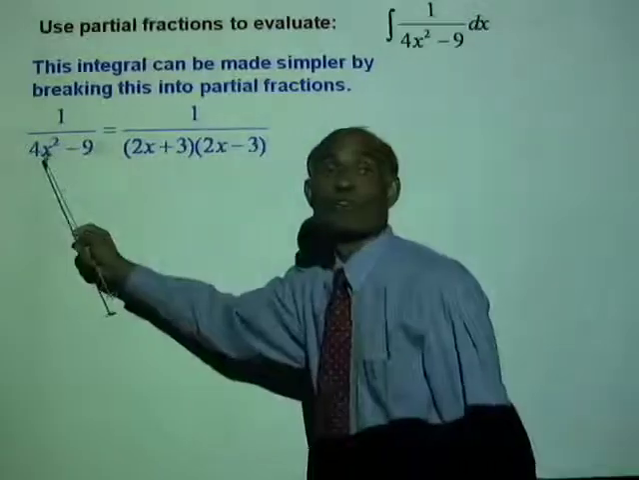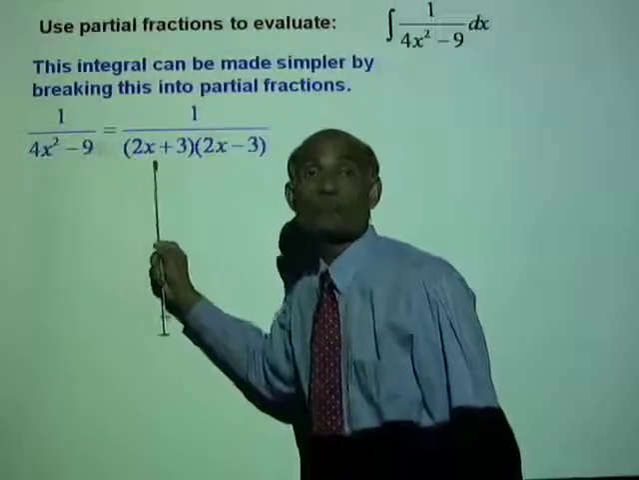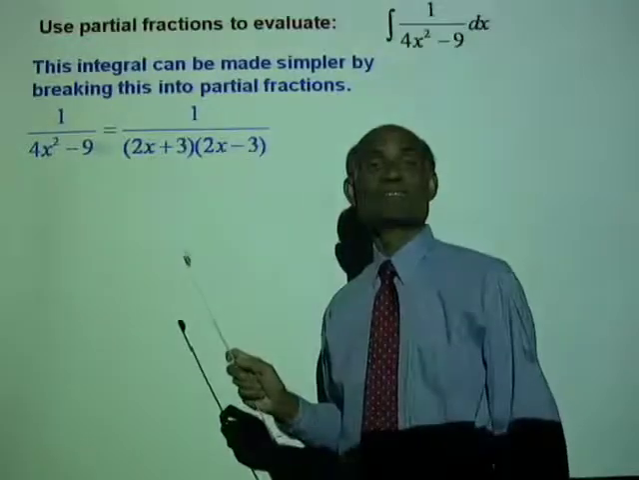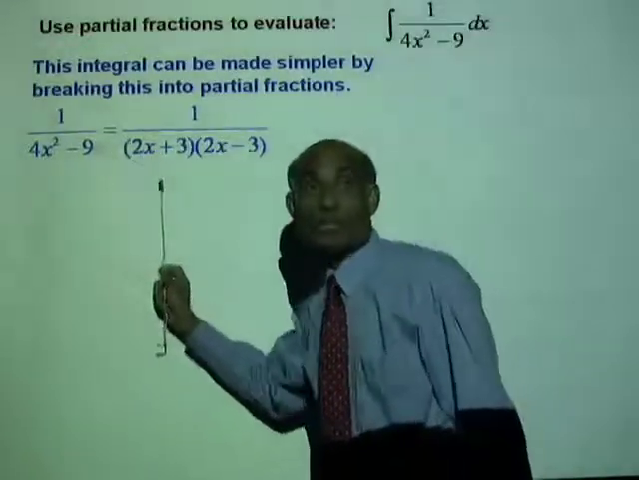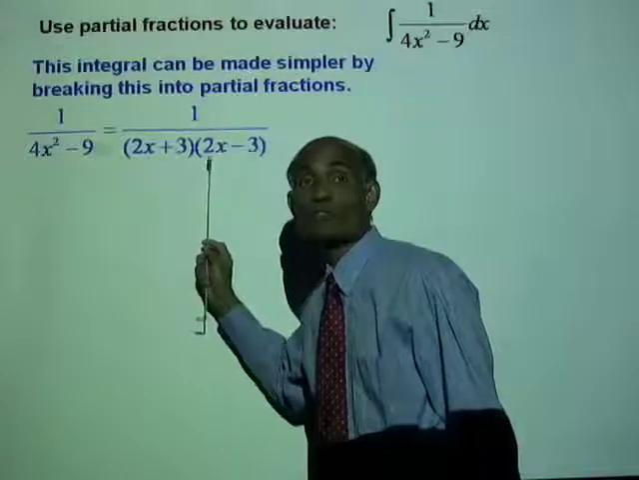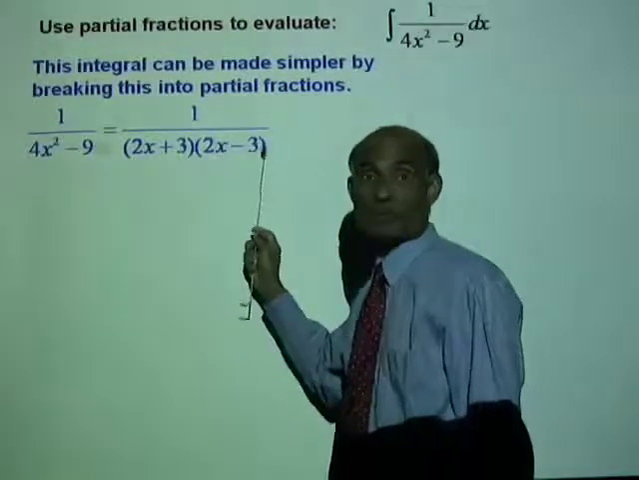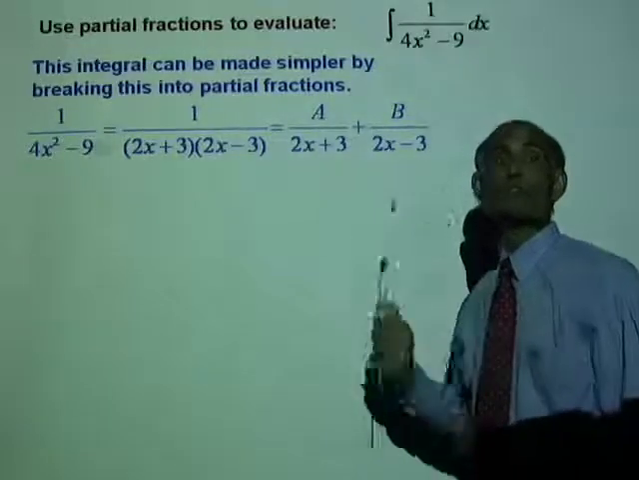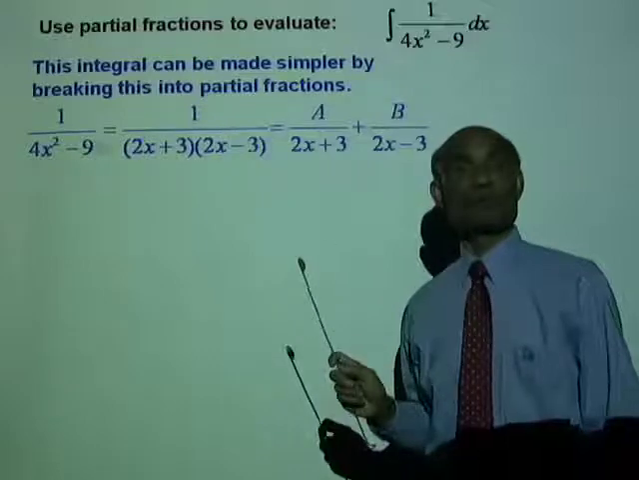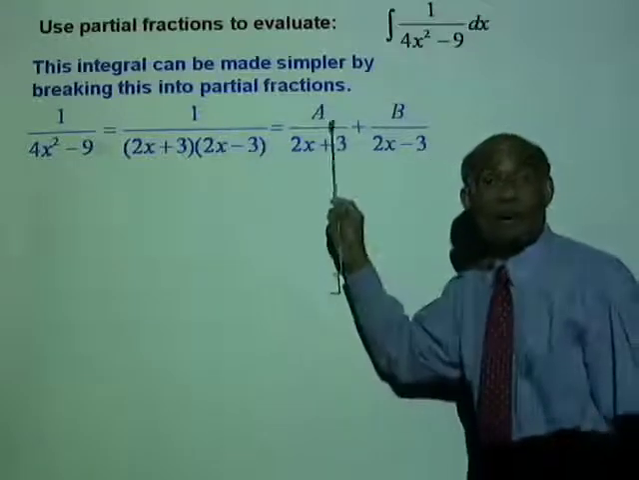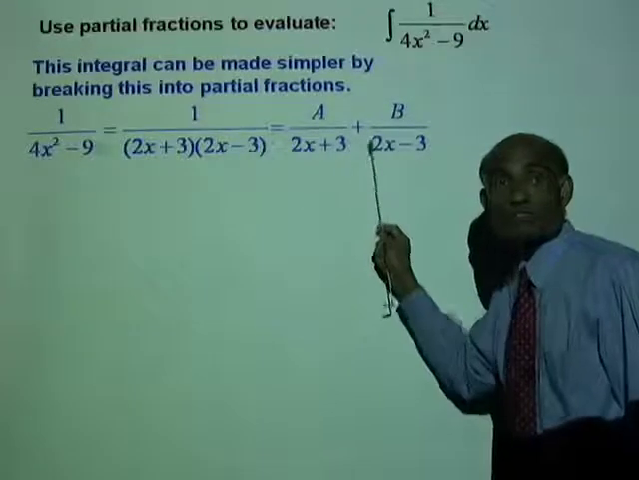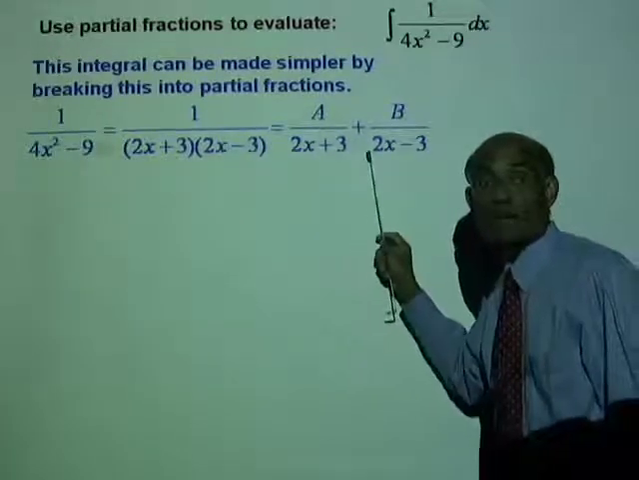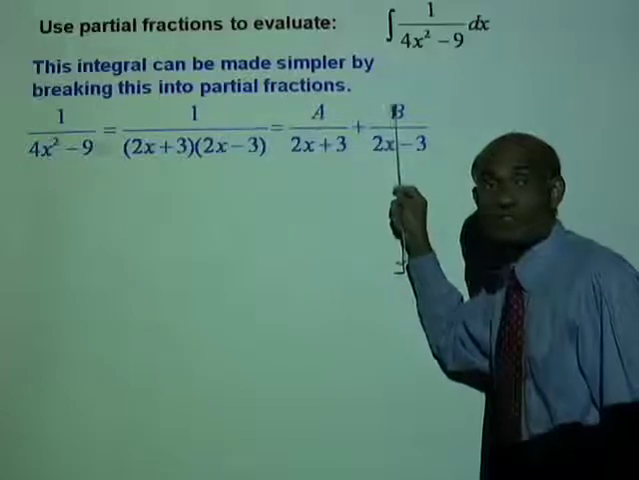Well, you can. 4x squared minus 9 is (2x plus 3) times (2x minus 3). And so the denominator is now the product of two linear factors. So this will be written as A over (2x plus 3) plus B over (2x minus 3). What is the next step? Simplify this by taking (2x plus 3) times (2x minus 3) as the common denominator and construct your numerator.